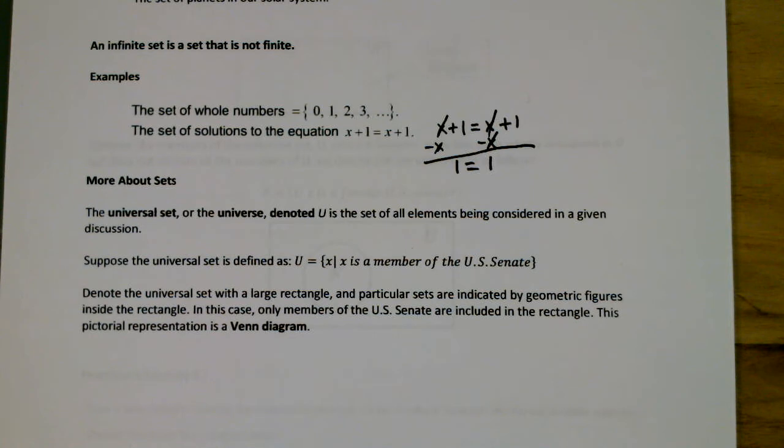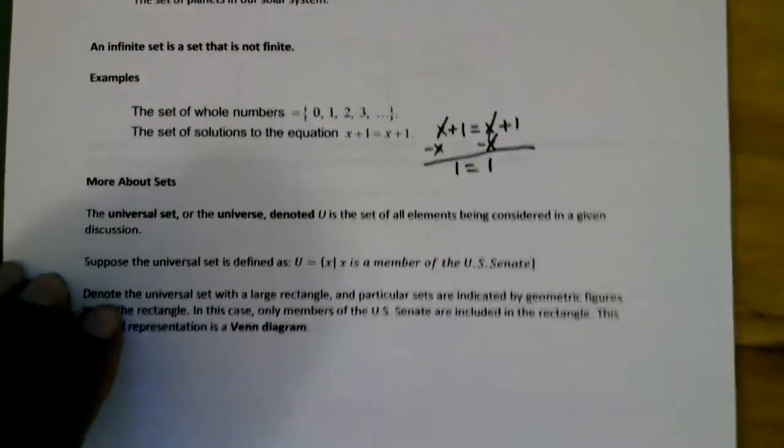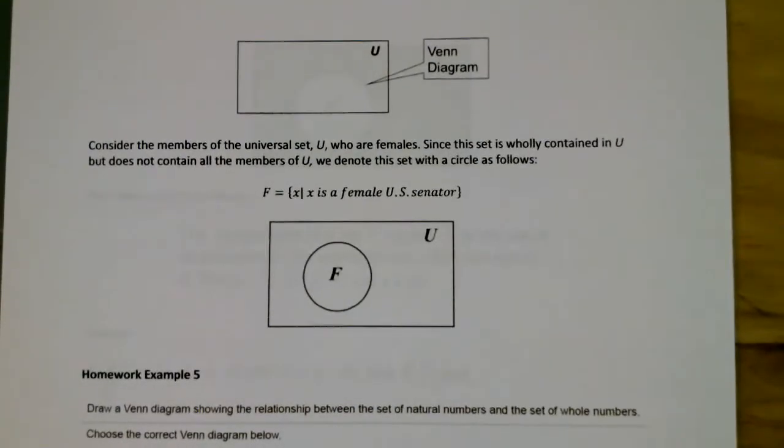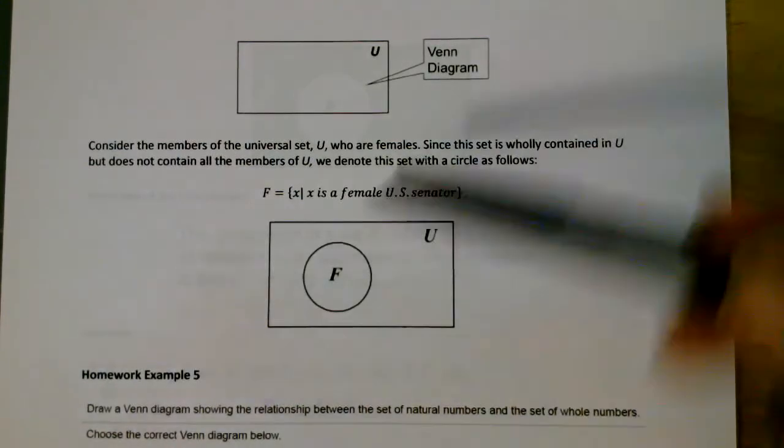Denote the universal set with a large rectangle, and particular sets are indicated by geometric figures inside the rectangle. In this case, only members of the United States Senate are included in the rectangle. And this pictorial representation is what we call a Venn diagram, which you'll see on the next page of your handout. So this is what a Venn diagram looks like.